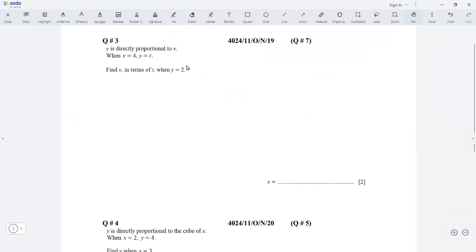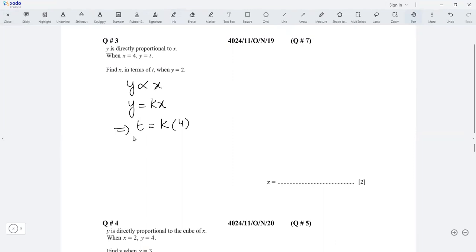The next question: y is directly proportional to x. So there is no power; only 1 must be written in the power directly, and we have to write x. Now replace the proportionality sign with a constant and an equals sign. In the next step, when x equals 4, y equals t. Write down, in place of y, t equals k multiplied by 4. This means when the value of x is 4, y was t.